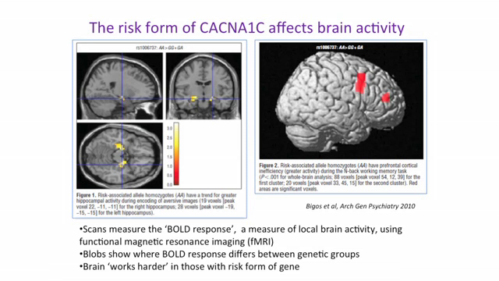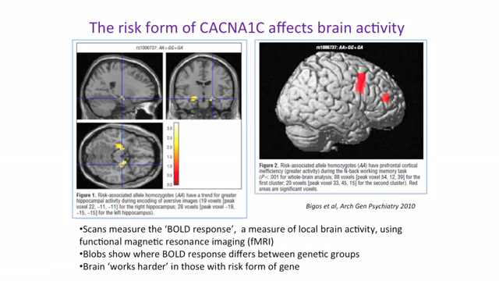And what this group found is that people who had the risk form of this bipolar gene activated their hippocampus more. It was as if their hippocampus cared more about unpleasant images than it did in people who had the other form of the gene. So their brain was more sensitive, if you like, to those images.